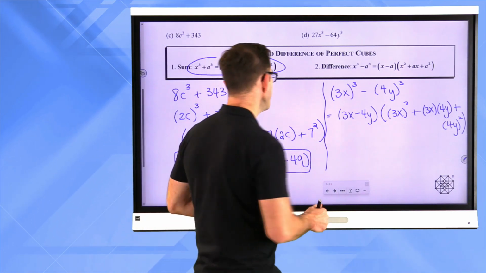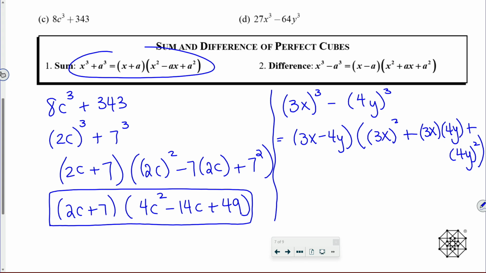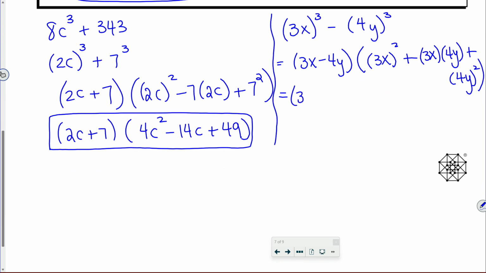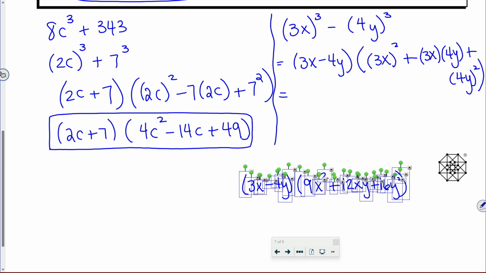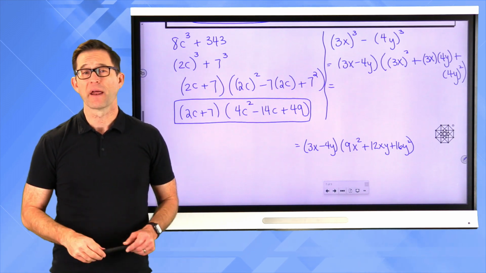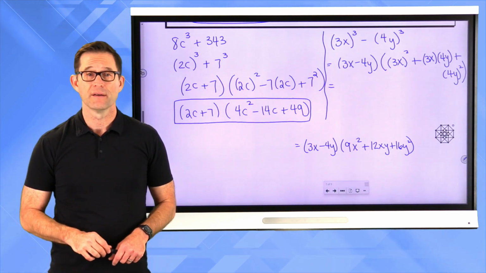Let's clean this up a bit. All right, and this is going to end up equaling, let me try to bring this down a little bit, 3x minus 4y times 9x squared plus 12xy plus 16y squared. Let me bring that down some so that you can see it a bit better. All right. And that's it. And that is definitely probably about as complicated as those things can get.